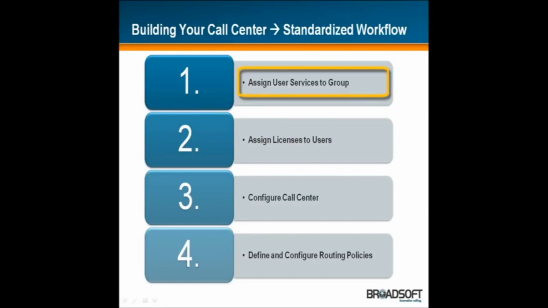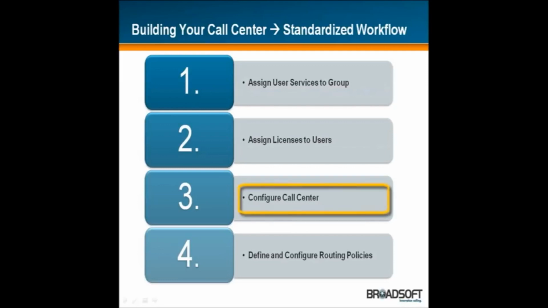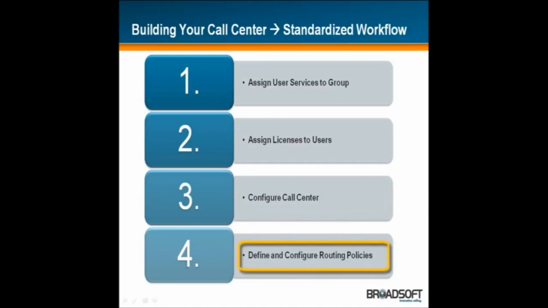First, assign the call center user services at the group level under Resources and found in the User Services section. Then, assign the required user licenses to the identified call center agents, supervisors, and/or receptionists. Next, configure the call center by creating the call center profile using the call center wizard, assigning telephone numbers, extensions, passwords, and assigning agents and supervisors. You will also need to define greetings and announcements. Lastly, set your routing policies and call forwarding policies.